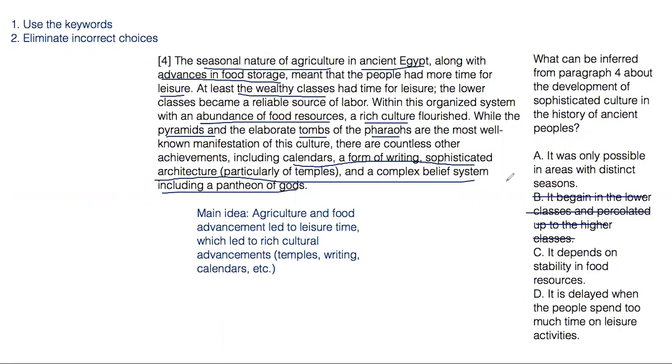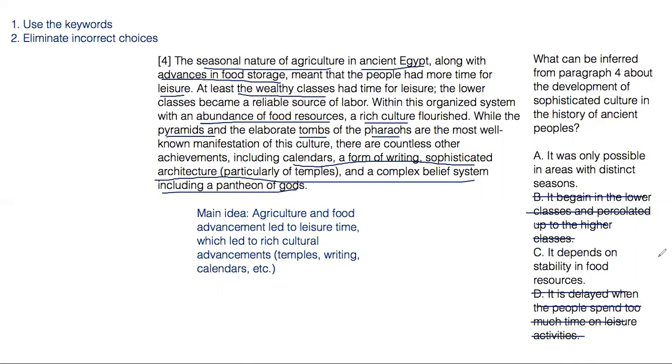Anything else that you see that we can eliminate? Well, we also didn't see anything about it is delayed when the people spend too much time on leisure activities. So it seems like in fact, the opposite is true. A rich culture flourished because of the leisure time that was available, leading us to be able to delete answer choice D.